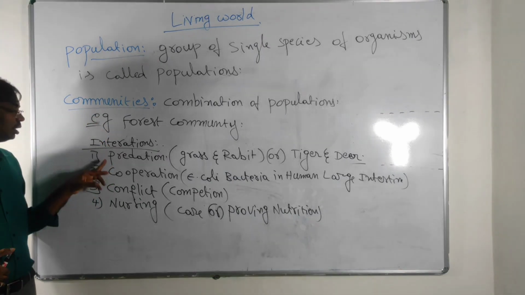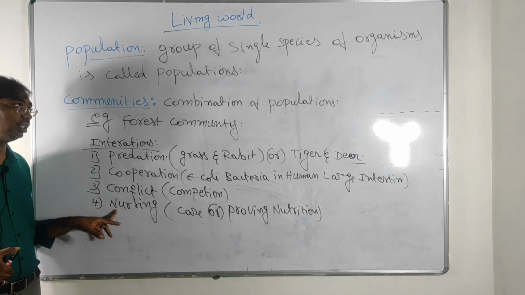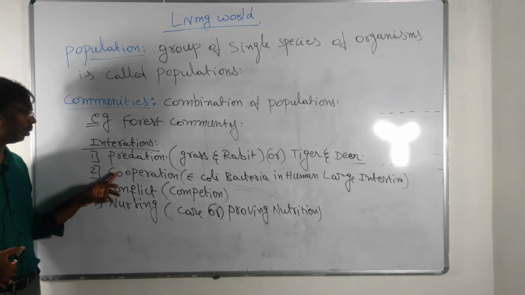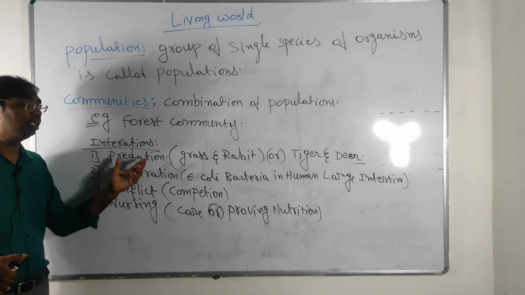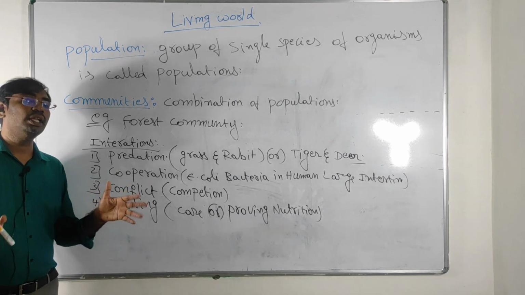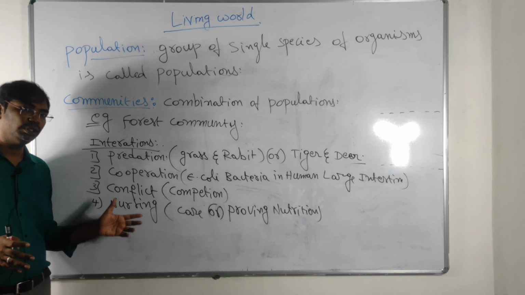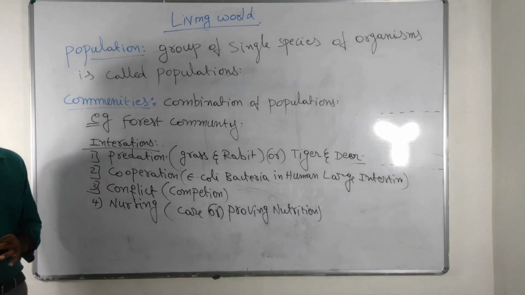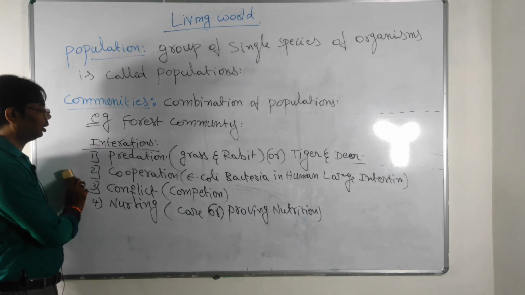And another one is, remember these 4 types of interactions between organisms, either in communities or in populations. They may give a question like which of the following is an interaction between organisms, or which of the following is not an interaction between organisms. They may create questions like that in the final NEET. So carefully remember these 4 types of interactions in organisms.